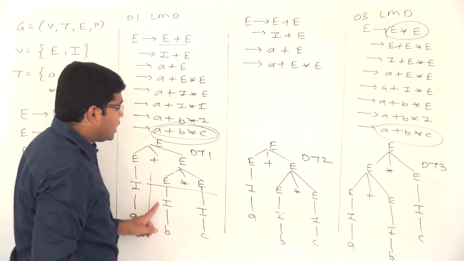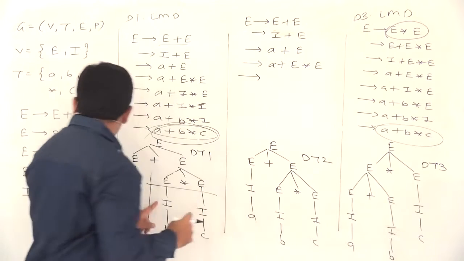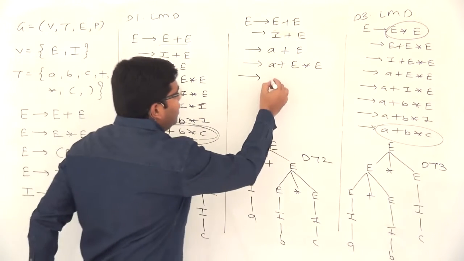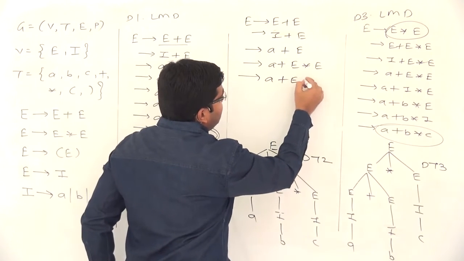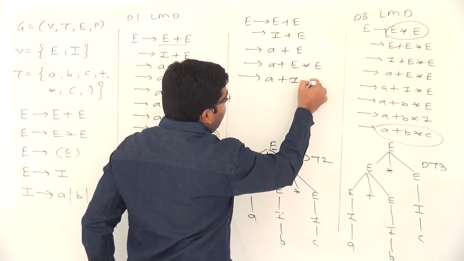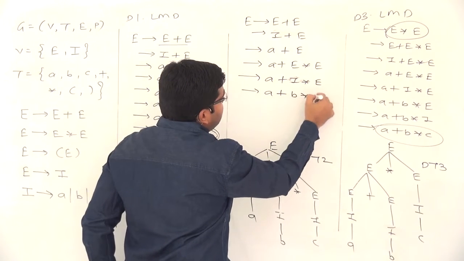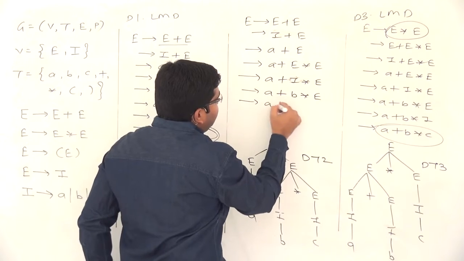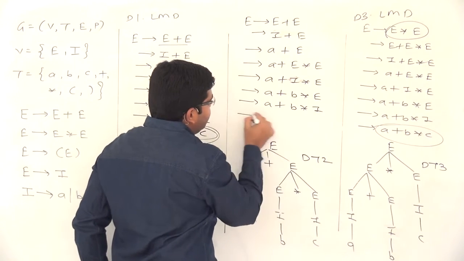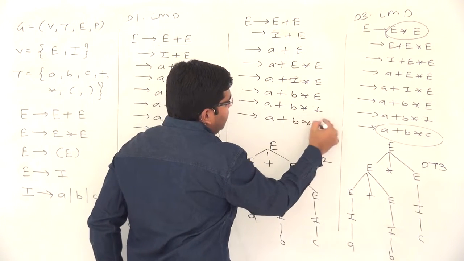Now replace this E with I. So the next production to be applied will be E produces I. This will become A plus I multiplied by E. Then we will get A plus B multiplied by E. Finally A plus B multiplied by I, and then A plus B multiplied by C.